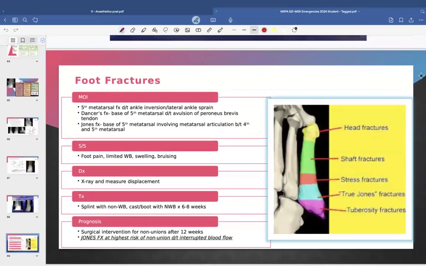But for foot fractures, your Jones fracture, I would say, is one of the more common ones that they love to talk about. How to start your Jones fracture. I don't think anybody's ever put an advanced fracture. The Jones fracture, that's going to be the base of your fifth metatarsal.